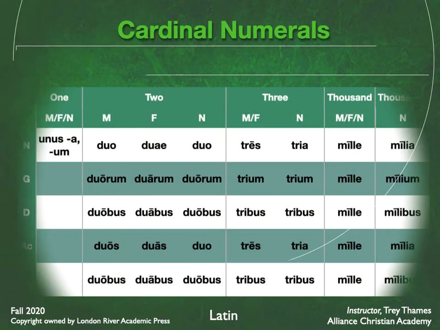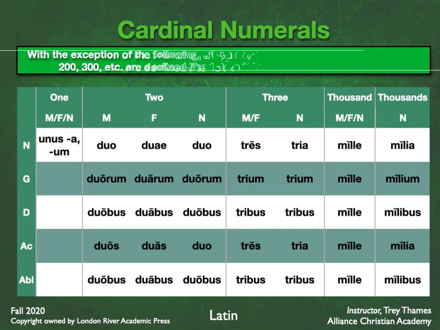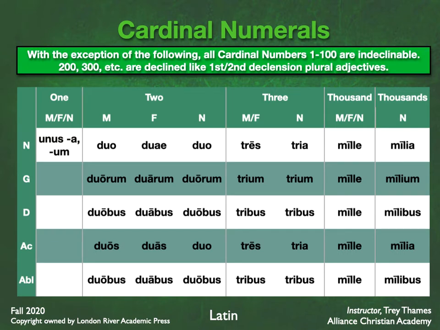All right. So let's look at cardinal numbers. With the exception of just a few cardinal numbers, 1 through 100 are actually indeclinable. In other words, you don't add any endings. You don't change the form of the word. It doesn't matter if it's nominative, genitive, dative, accusative, or ablative. It's all the same form. There are a few exceptions in 1 through 100. Here are the exceptions.